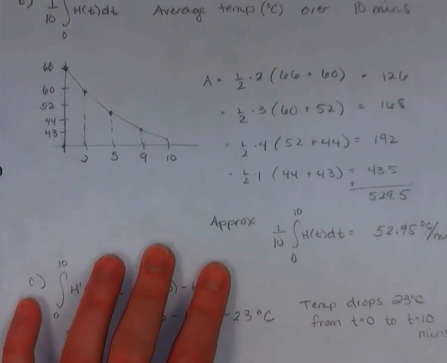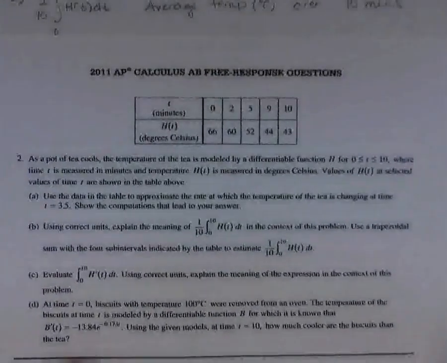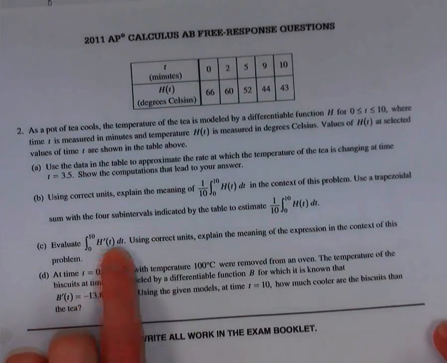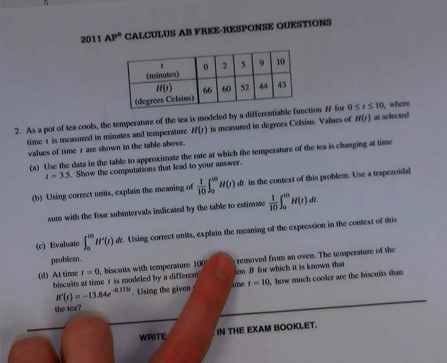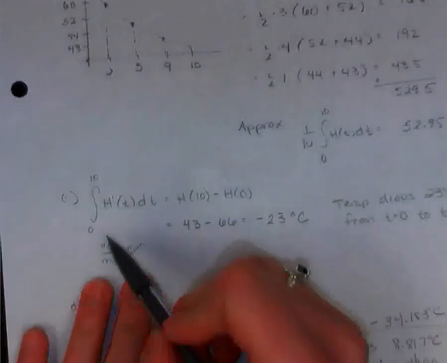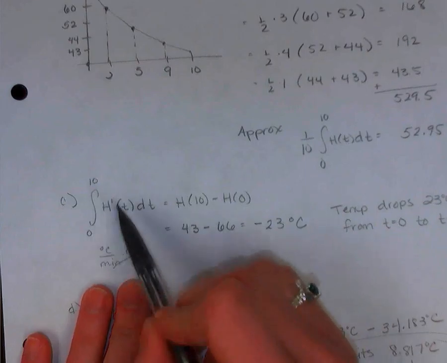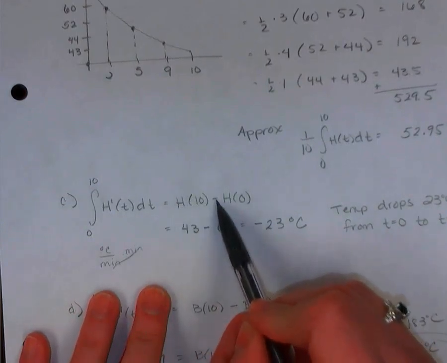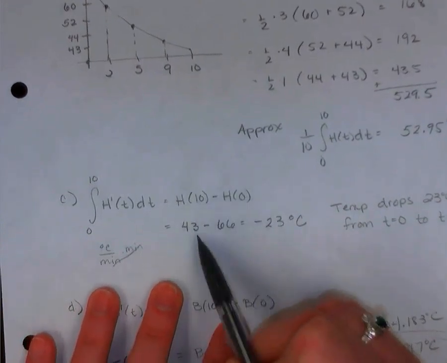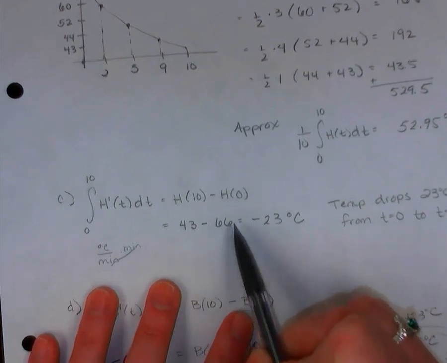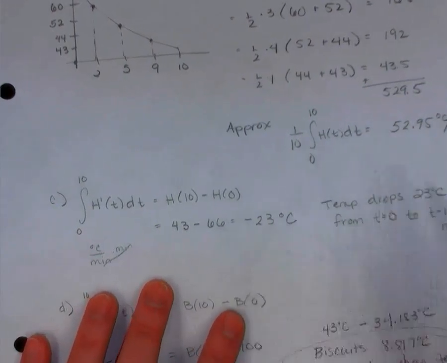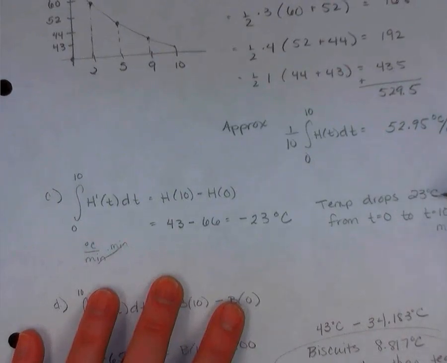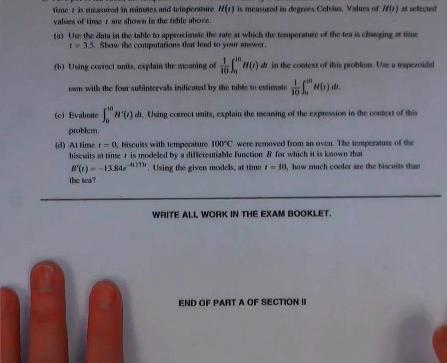That's part B. Part C, evaluate the integral of h prime and using correct units explain the meaning. So for part C, if I integrate h prime from 0 to 10, I get h of 10 minus h of 0. Well, h of 10 is 43, h of 0 is 66, and I get negative 23 degrees Celsius. What that tells me is that the temperature drops 23 degrees from 0 to 10 minutes. Not too bad.